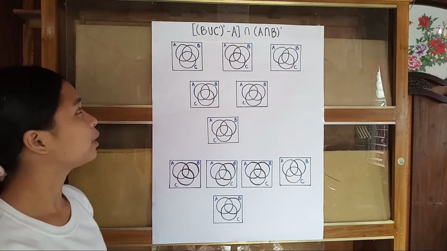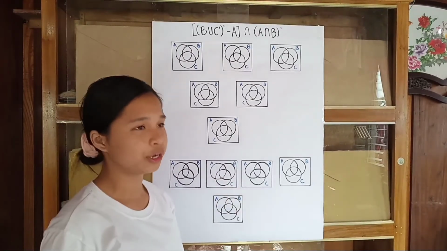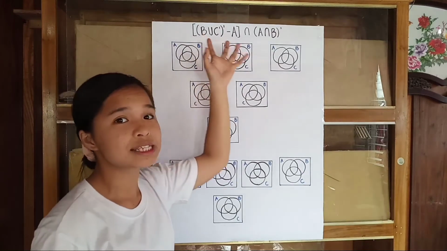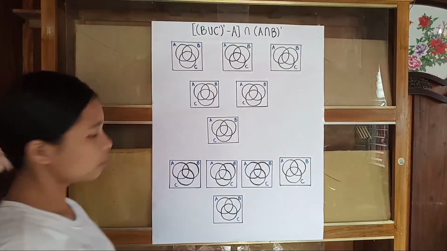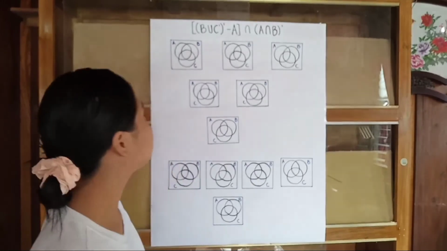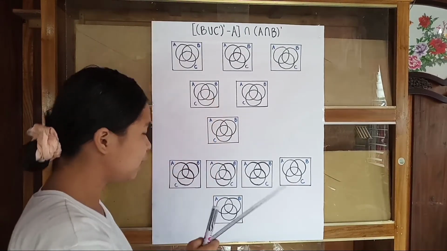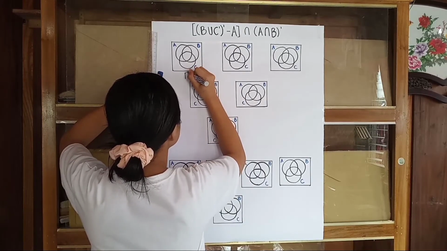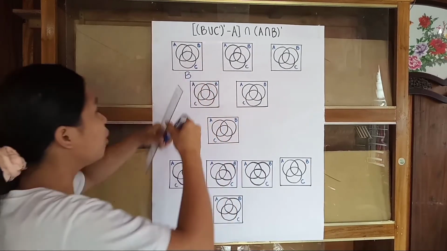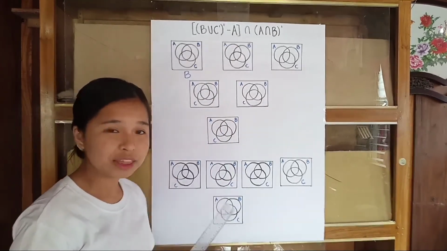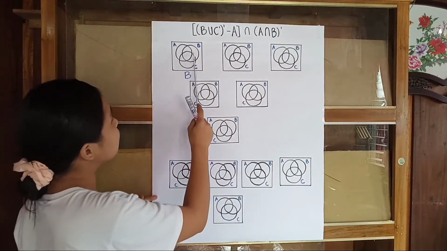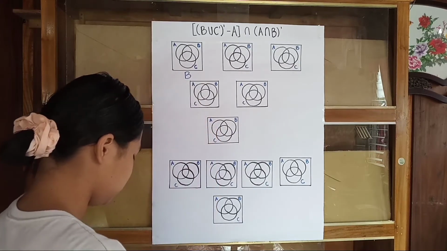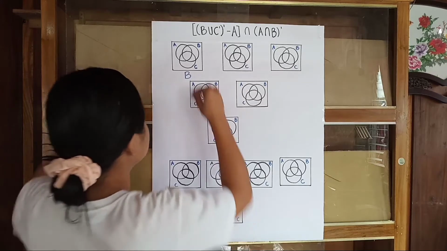Since there is a parenthesis involved, as taught also in our previous activity, we are going to solve everything inside the parentheses first. So we're going to solve first the B. We're going to label this part with B. So we're going to shade everything that is inside B. This is every B and we're going to shade everything in it. We're going to use the blue one.